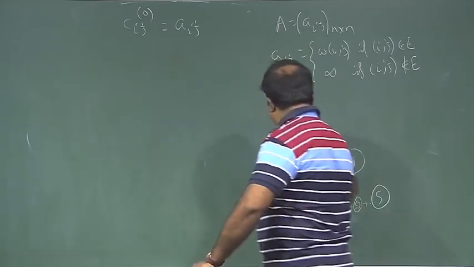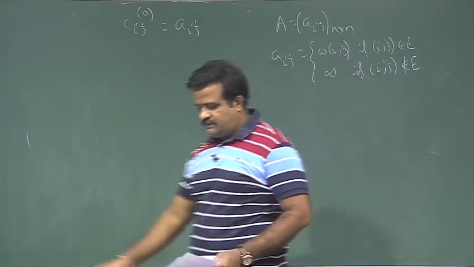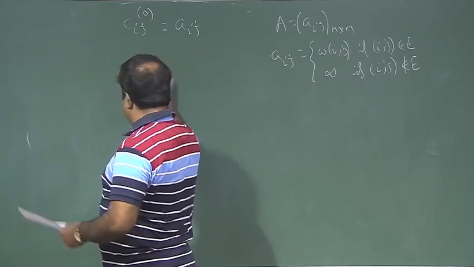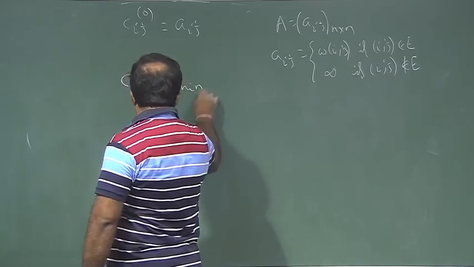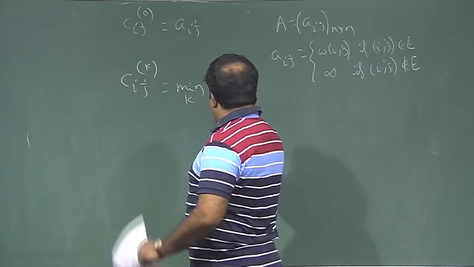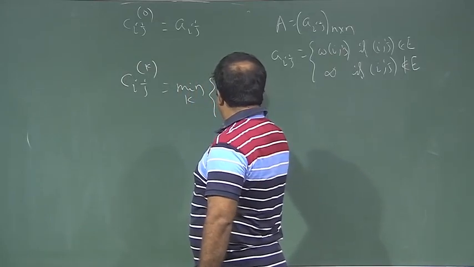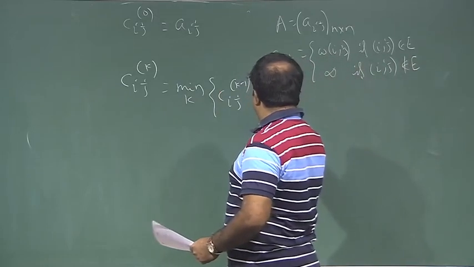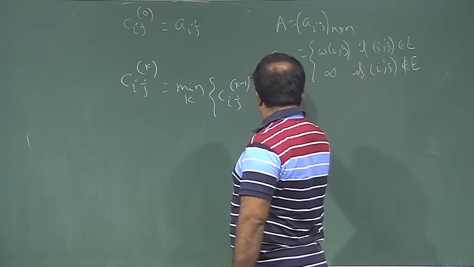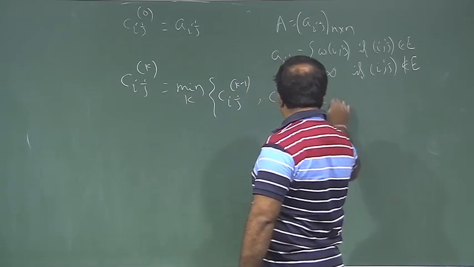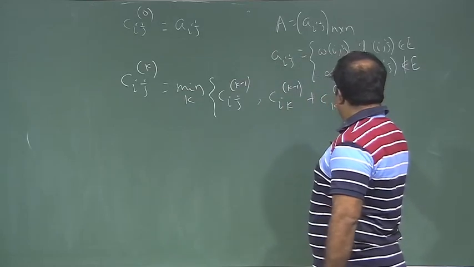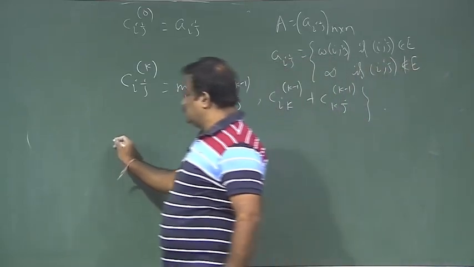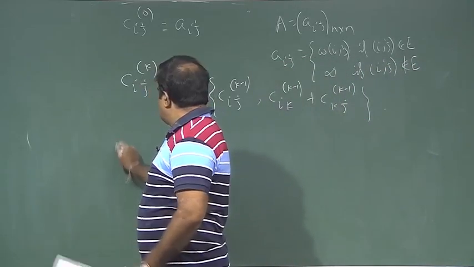So, Cij k we have to write in terms of k minus 1. So, we claim that Cij k is basically the minimum among Cij k minus 1, that means we are not seeing the vertex which is number k, or Cik k minus 1 plus Ckj k minus 1. Okay. So, how to prove this?